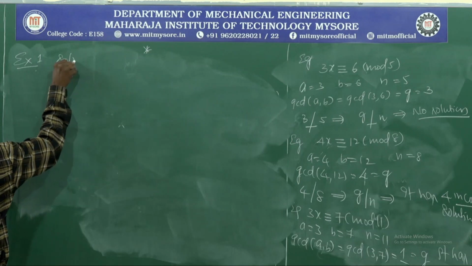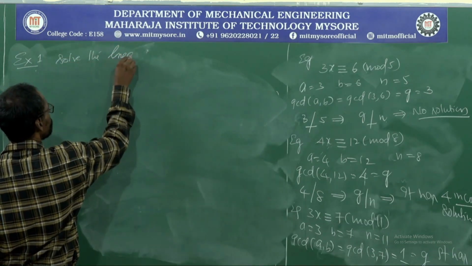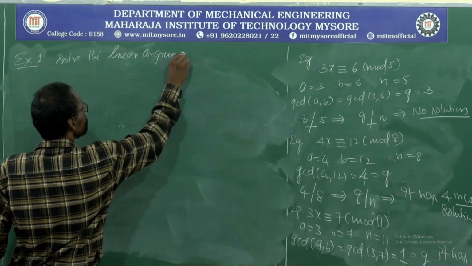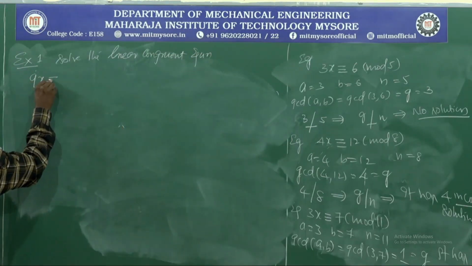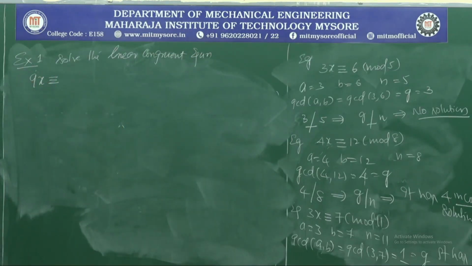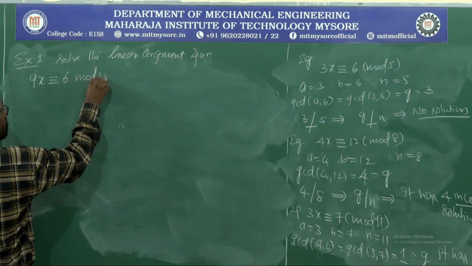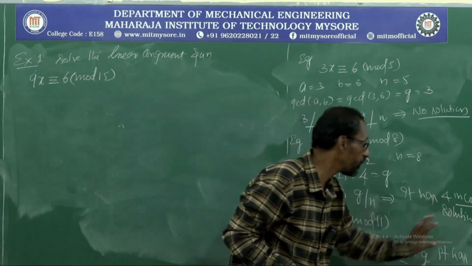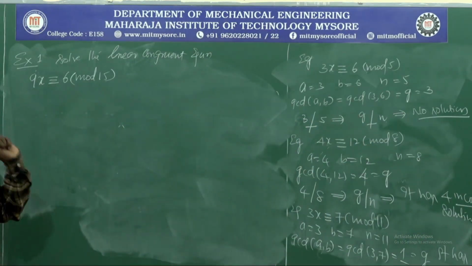Solve the linear congruence equation 9x congruent to 6 mod 15. Before dealing with this, I want to highlight how we can find the incongruent many solutions.